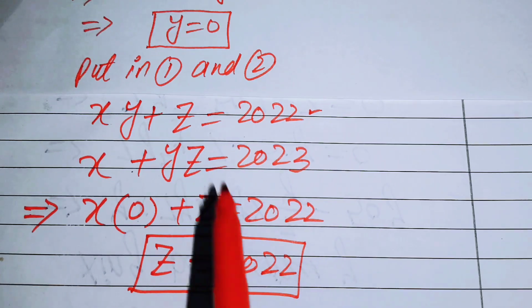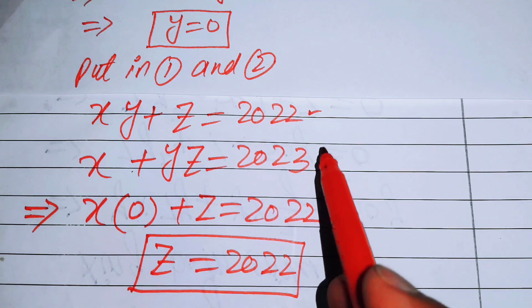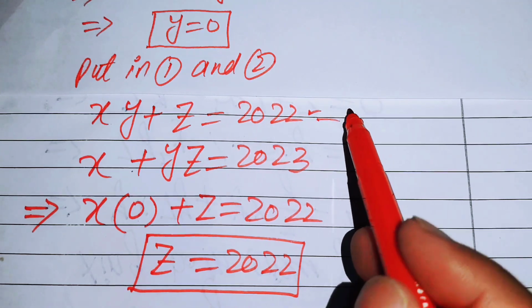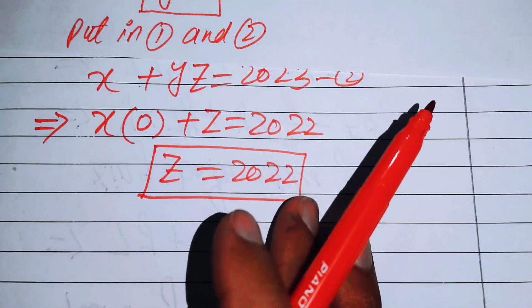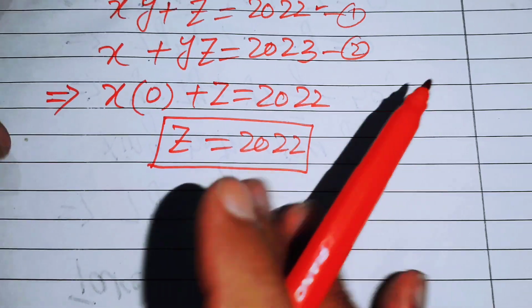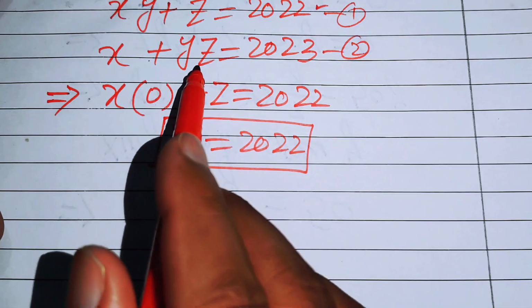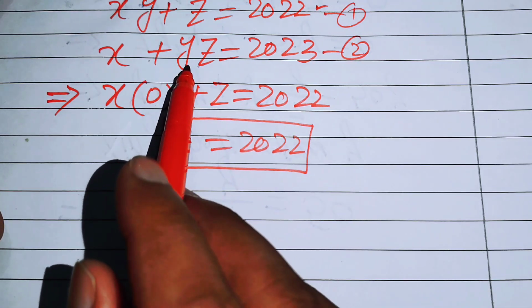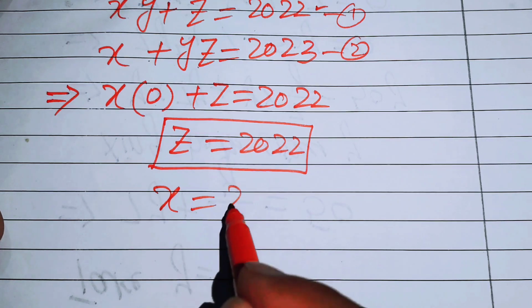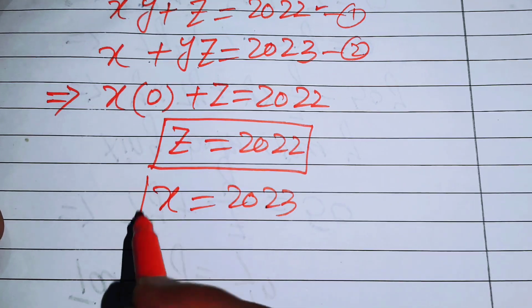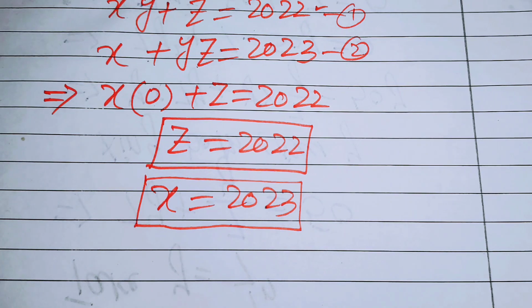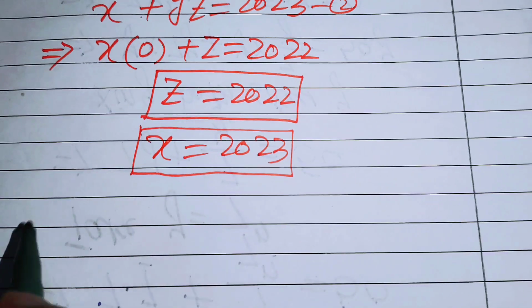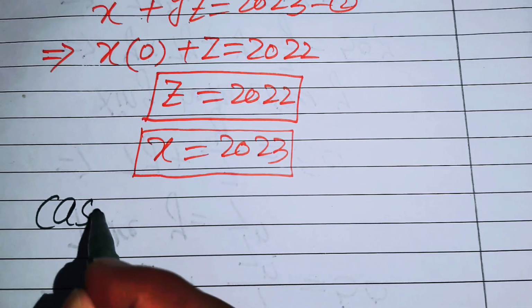Similarly, when you put y equals 0 in equation number 2, you get the value of x as 2023. So these are the values of x, y and z from case number 1, and now we proceed to case number 2.